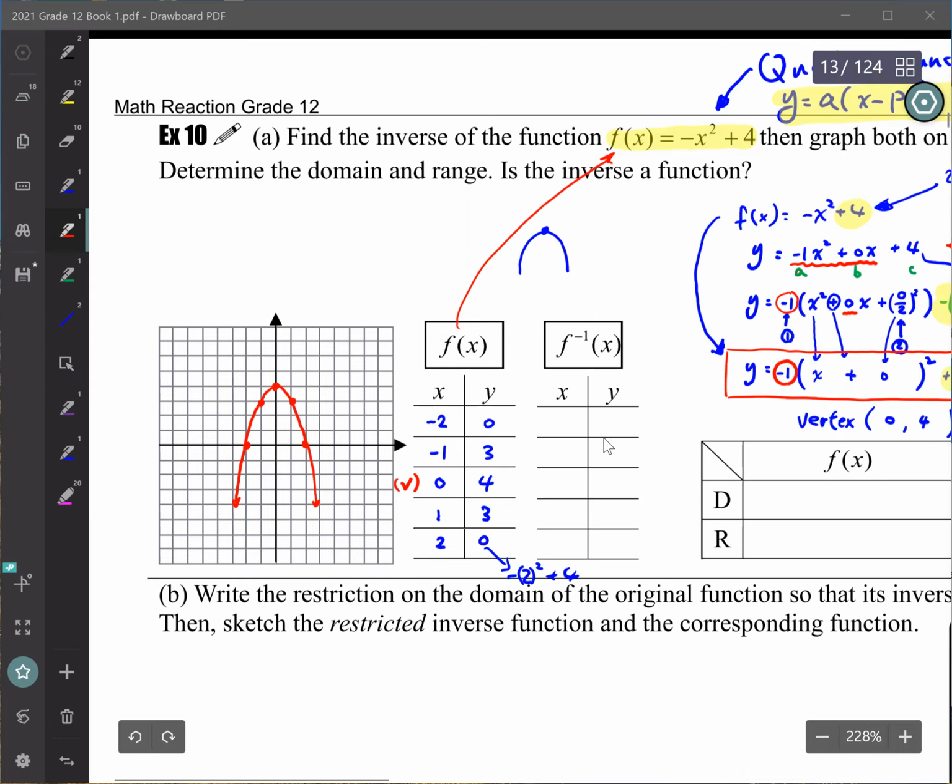Okay, please raise your hand if you finish the graph. Eric, Jocelyn, and Marcus.